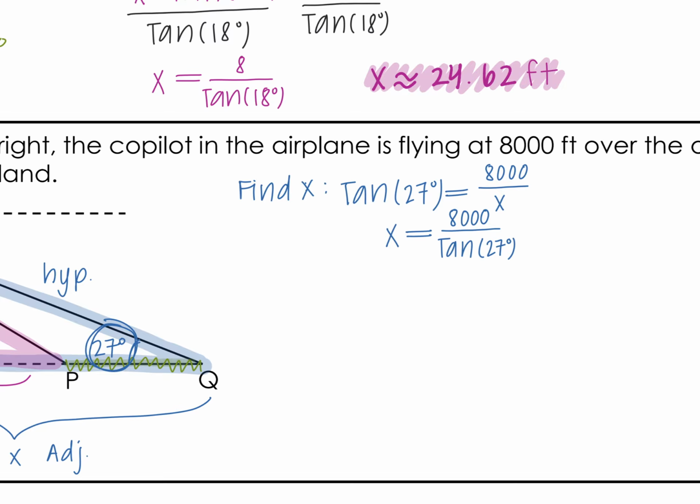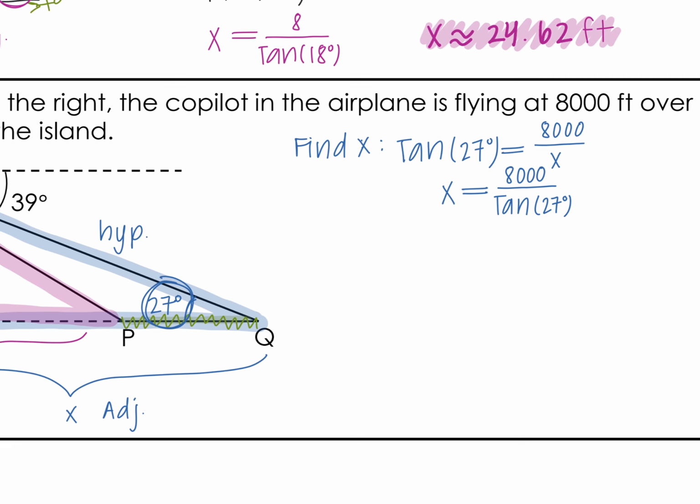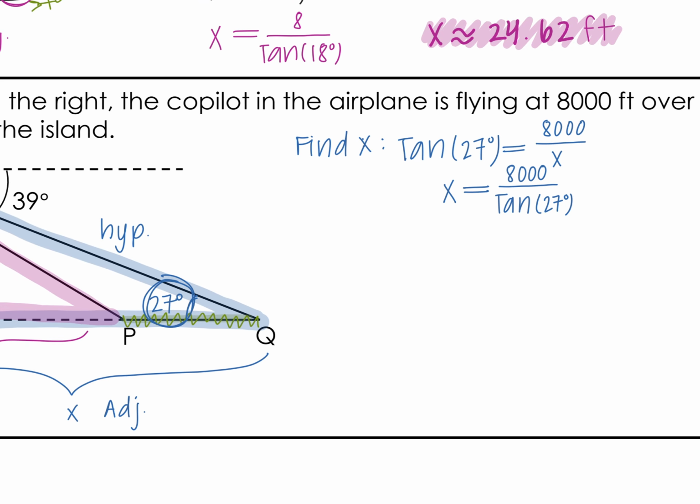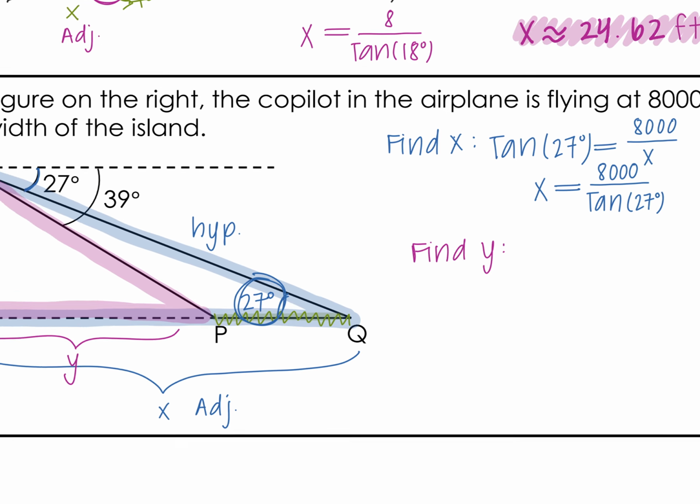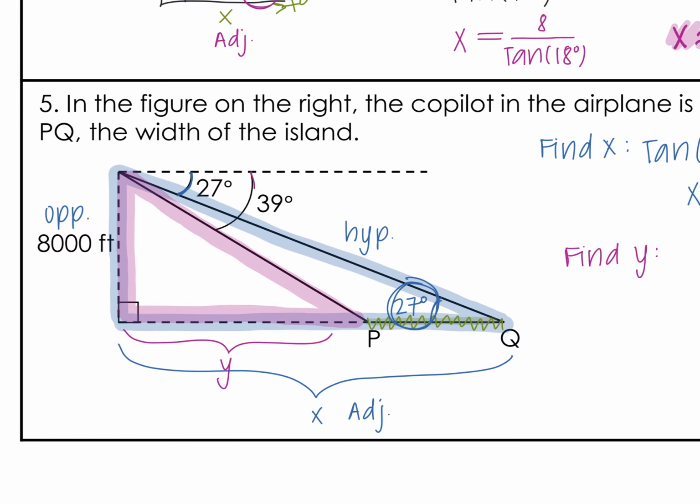Okay, so we'll pause there and let's move into our y and then we'll come back to it. All right, so to find my y, I'm going to move that 39 degrees that I currently have as my angle of depression down here inside my triangle as my angle of elevation. And so now I can circle it and label my opposite, my hypotenuse, and my adjacent.